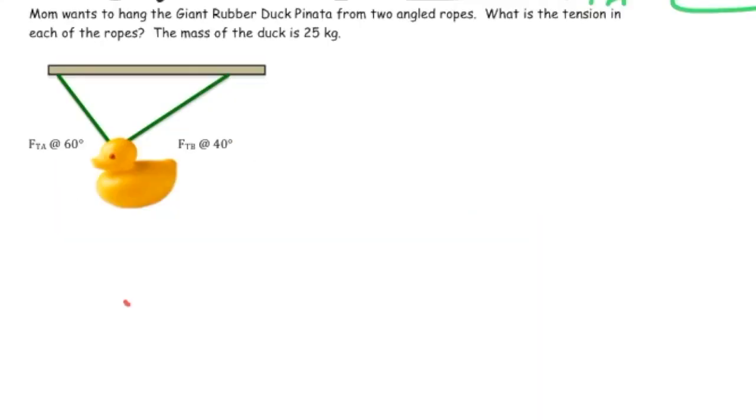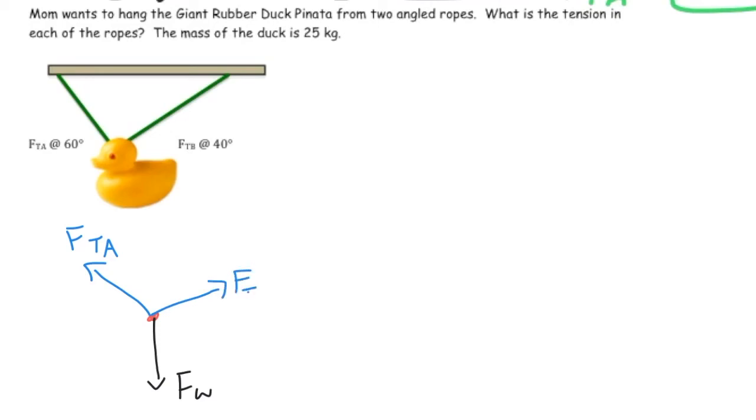Mom wants to hang a giant rubber duck piñata from two angled ropes. What is the tension in each of the ropes? The mass of the duck is 25 kilograms. This dot represents the duck. The duck has a weight, which I will draw downward. It has the string A pulling up and to the left, which I will label as FTA. It has string B pulling up and to the right, which I will label FTB.